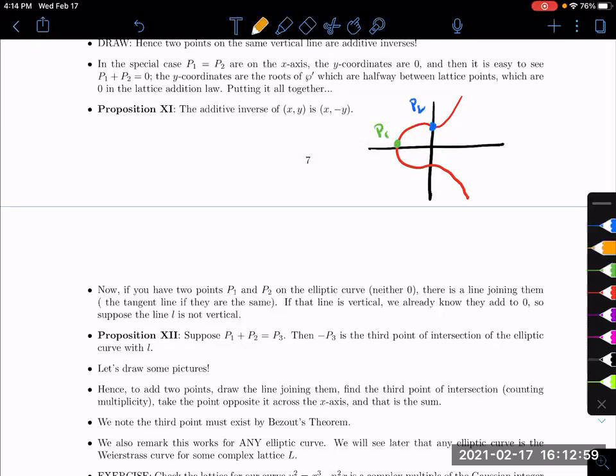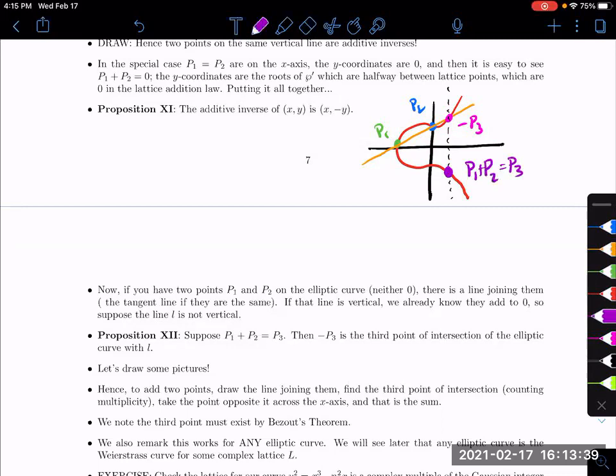Basically what you do is you draw the line through them, and then by Bézout's theorem, you know this line will hit the curve at a 3rd point, and we'll call that point negative P3. And then it turns out the sum of P1 and P2 is given by the additive inverse of negative P3. But we saw last time how to take additive inverses. You just reflect the point over the x-axis. So this point right here would be P1 plus P2, which maybe we'll call P3. Okay, so that's how it worked geometrically.